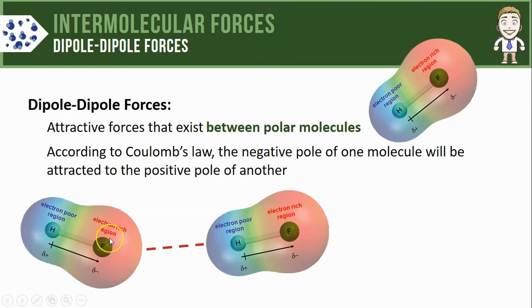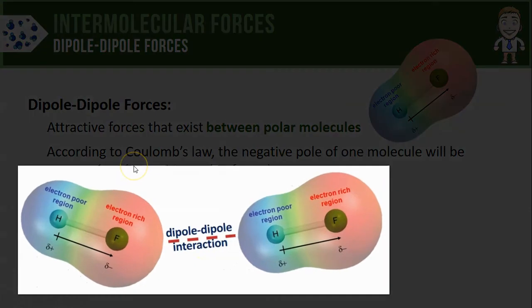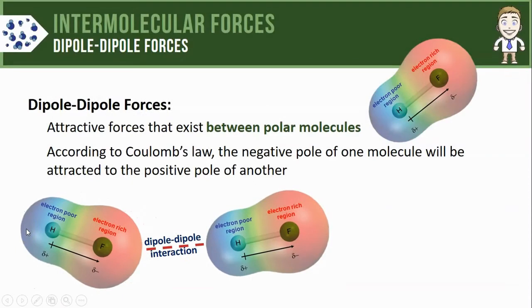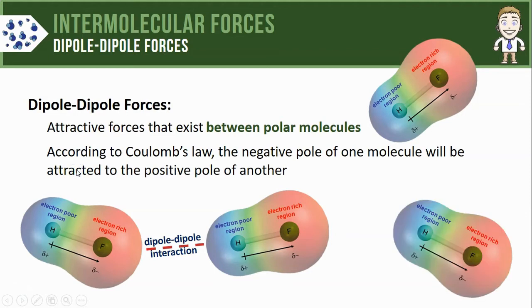Notice the partially negative fluorine atom is what's being attracted to the partially positive hydrogen in the second molecule. The attraction is typically represented with a dashed or dotted line, and that attraction would be called a dipole-dipole interaction since both molecules are polar. And there doesn't have to be just one dipole-dipole force. If we had a third hydrogen fluoride molecule, it might also be attracted to the one in the middle, and that would also be a dipole-dipole interaction since both molecules are polar.